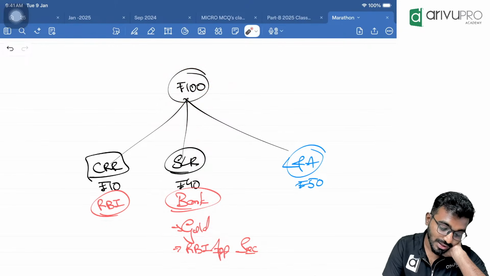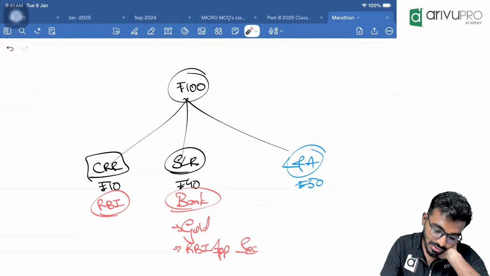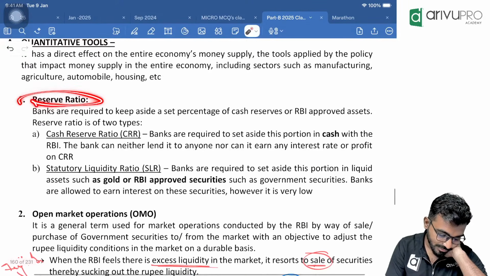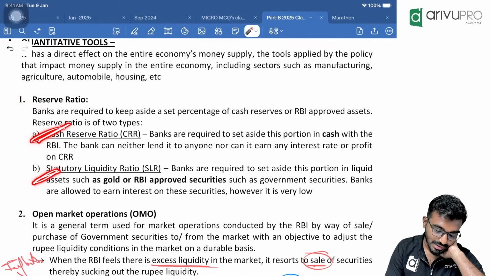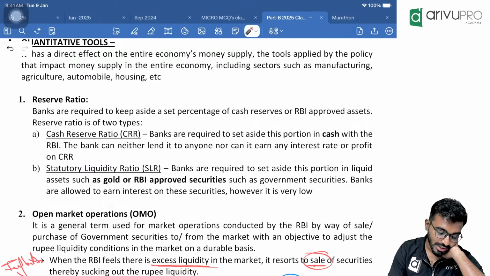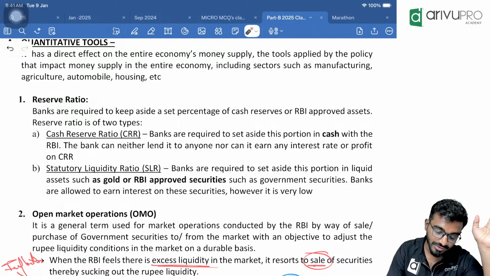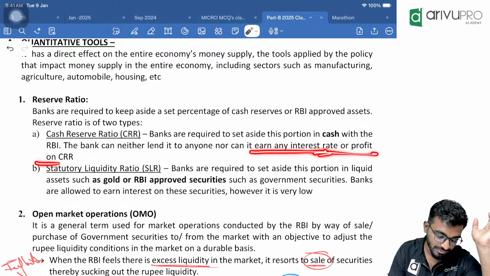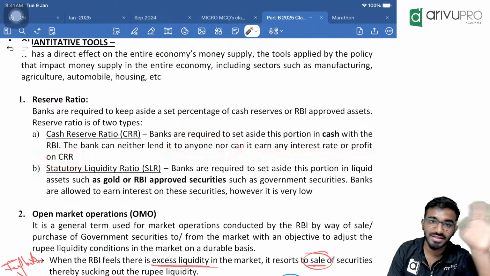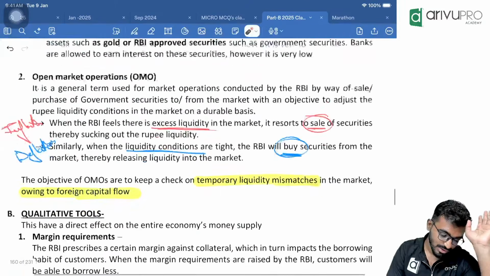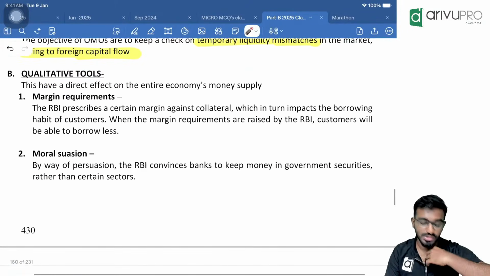So these are the required reserve ratios, CRR and SLR concept. Clear? And on this CRR, commercial banks will not earn any kind of interest. They will earn no interest or profit, nothing. They don't earn. Clear? Next comes qualitative tools.